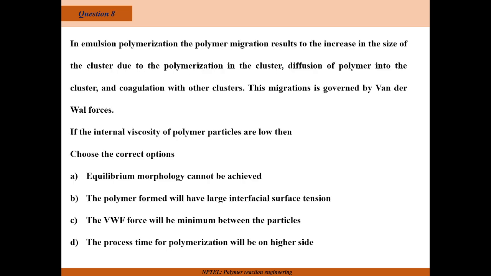The next question: in emulsion polymerization, the polymer migration results in an increase in the size of the cluster due to polymerization in the cluster, diffusion of polymer into the cluster, and coagulation with other clusters. This migration is governed by van der Waals forces. If the internal viscosity of the polymers is low, choose the correct option. Equilibrium morphology cannot be achieved. The polymer form will have larger interfacial and surface tension. The van der Waals force will remain minimum between the particles. The process of polymerization will be on its higher side.